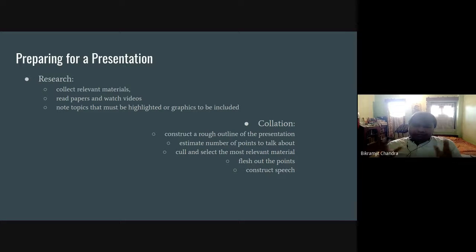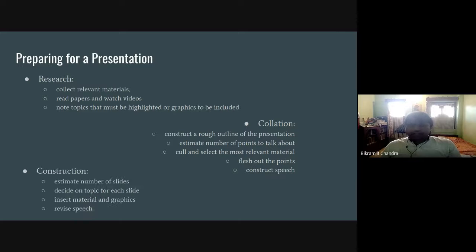So you will have an idea of what the slides are, how you make the speech, what points you're going to talk about, and what points are not important. Finally, you do the construction, where you actually make the presentation. There you make the slides, you decide which topic goes on which slide. You put in either the GIFs or the images or the videos or the graphics or the tables or the graphs, whatever you need to make your point. You put all of that there, and then you do a revision of your speech. Okay, so these are the 3 parts in making a presentation: research, collation, construction.